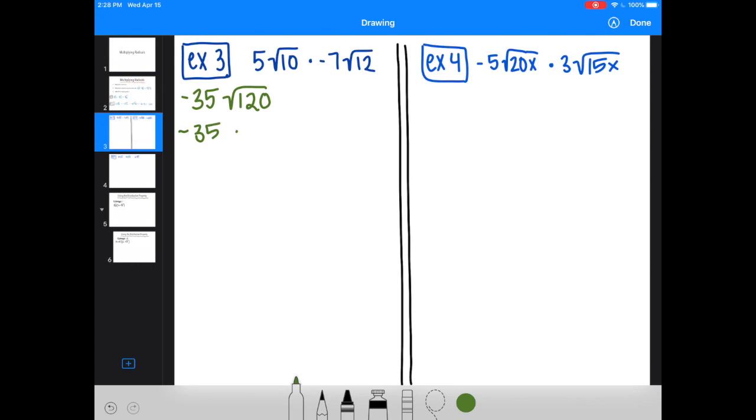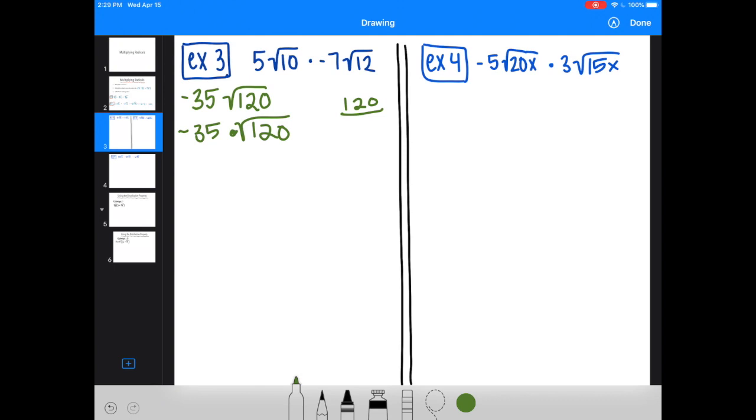So I'm going to rewrite this as negative 35 multiplied by the square root of 120, kind of to show that they're not conjoined at the hip. And then I'm going to make my list. I could go through my list and go, okay, 120 divided by 1, 120 divided by 2, 120 divided by 3. But let me tell you, we'd be here all day because that's a large number.